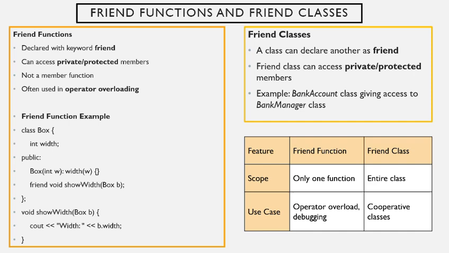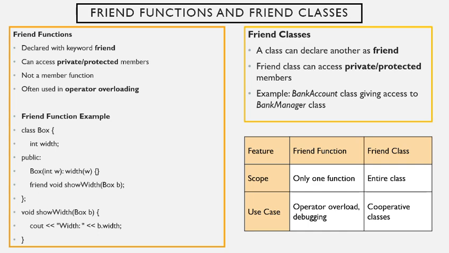What is the difference between a friend function and a friend class is given here. The scope of a friend function is only one function. When it comes to a friend class, it is the entire class. The use case scenario is also given here. Friend classes are said to be cooperative classes, and friend functions are used for operator overloading and debugging purposes.